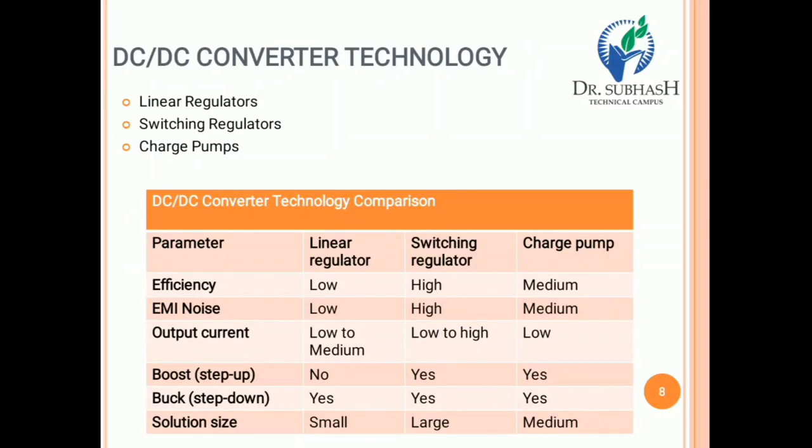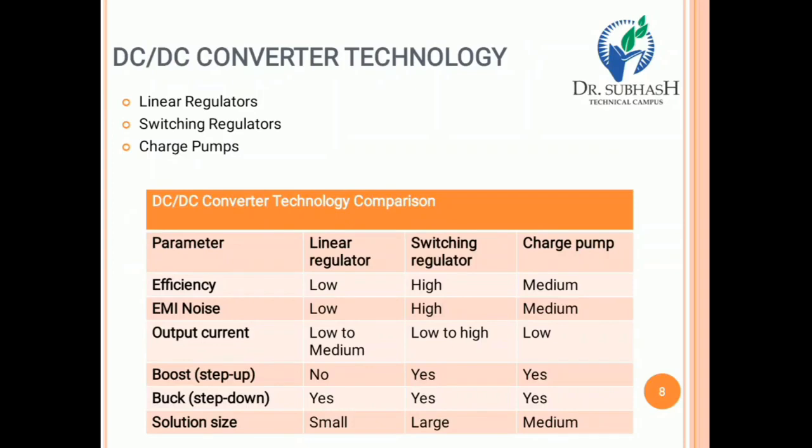First one is the linear regulator, second one is the switching regulator, and third one is the charge pump. First parameter is the efficiency. Dear students, do you know what efficiency is? Efficiency is nothing but the ratio of output to input.